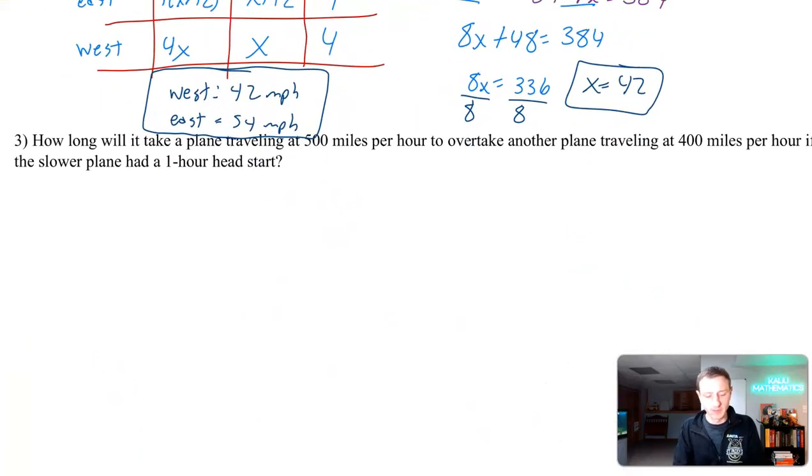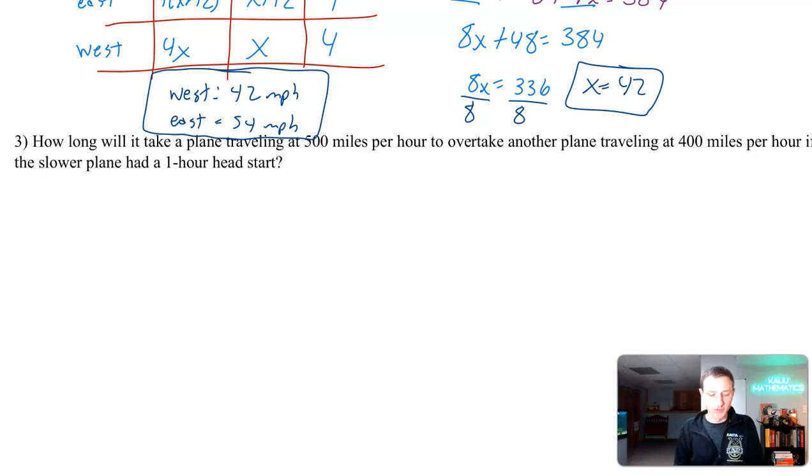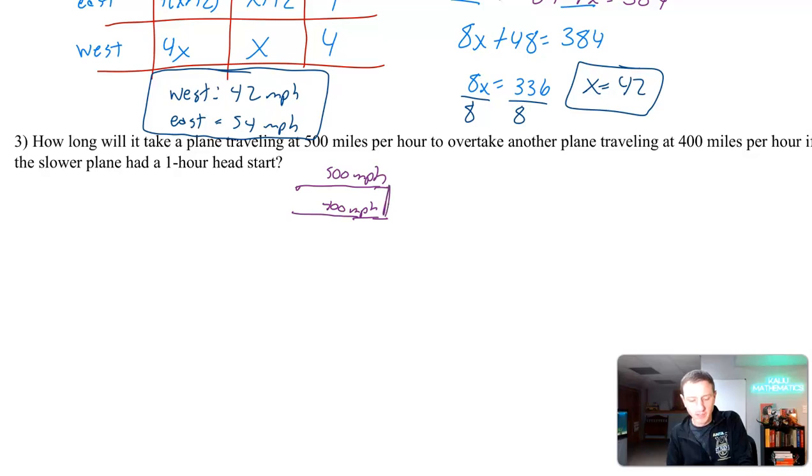Let's look at number 3. How long will it take a plane traveling at 500 miles per hour to overtake another plane traveling at 400 miles per hour if the slower plane had a 1 hour head start? So it's good to visualize and understand what's happening. We have a plane traveling at 500 miles an hour, and another plane traveling at 400 miles an hour. What we're wondering is how long will it take the 500 mile per hour plane to catch up to the 400 mile per hour plane?